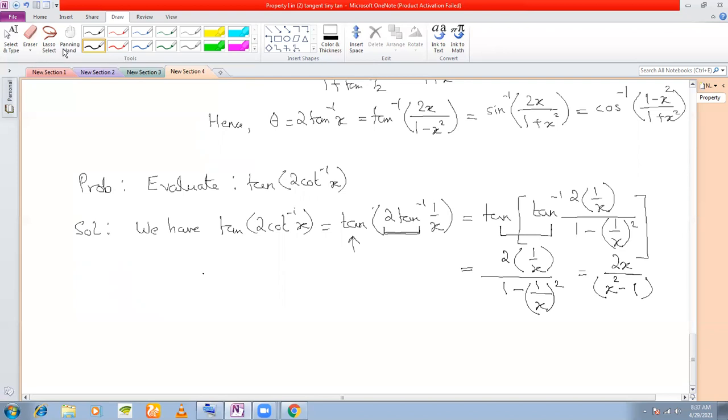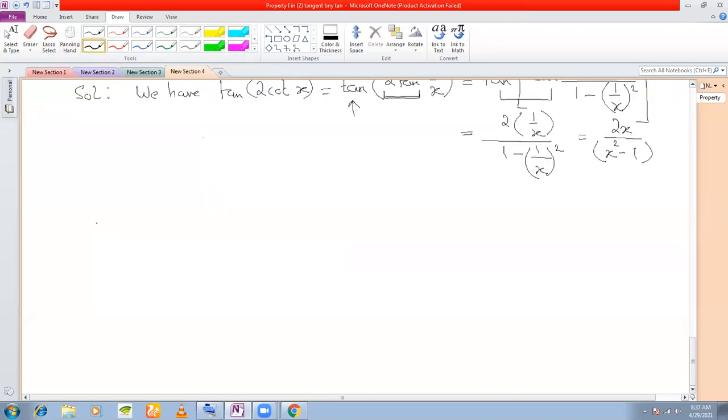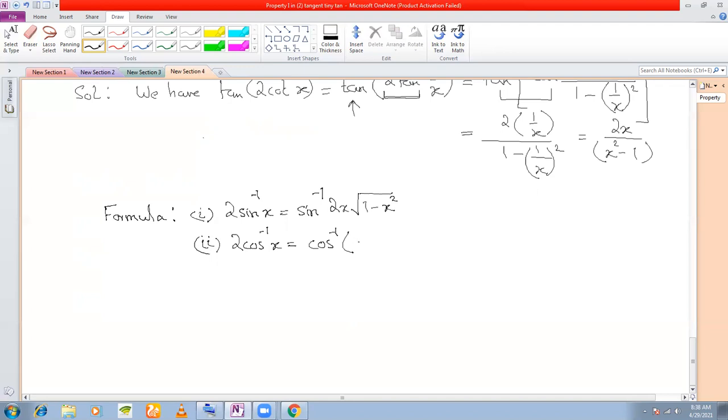Let us discuss the next set of formulas, which this time relates to your triple angle formula. The set of formulas here will be: 2 sine inverse x is equal to sine inverse 2x root 1 minus x square. The next one is 2 cos inverse x is equal to cos inverse 2x square minus 1.